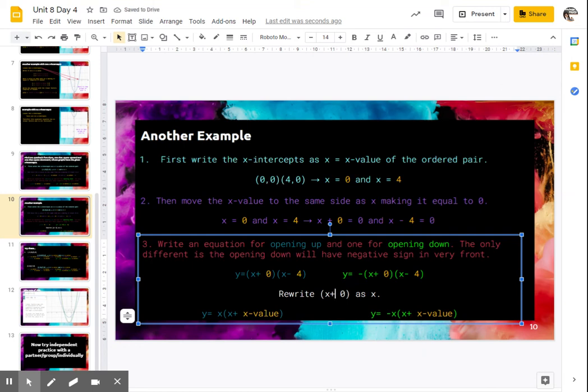Okay, so anytime you have anything that goes through the origin, you're automatically going to have an x in front of the parentheses, and you're only going to have one parentheses, which is going to be the other x-intercept. Okay, so we change this to 4, and we change that plus sign to a minus, and we have our linear factors.